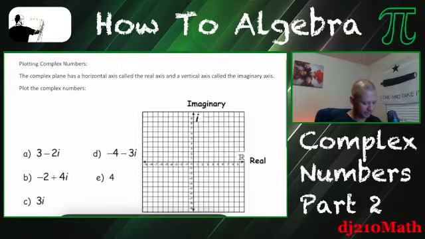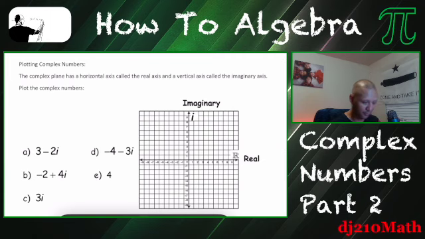So here we go. Plotting complex numbers. Now this may seem rough, but it is not. So the x-axis, we call this the real number line. And then the y-axis, the vertical one, is the imaginary line. So we plot the real part, the part that comes first, the part without the i. This is your left and right direction. And then the imaginary part is your up and down direction.